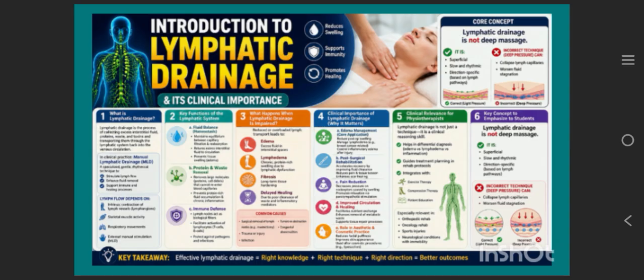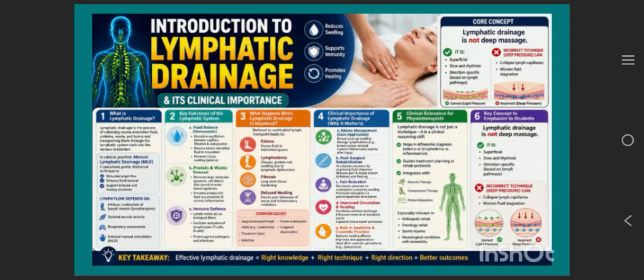So our summary for this topic is: lymphatic drainage is a vital physiological and therapeutic process that maintains fluid balance, supports immunity, and facilitates healing. These are the three things that lymphatic drainage maintains.